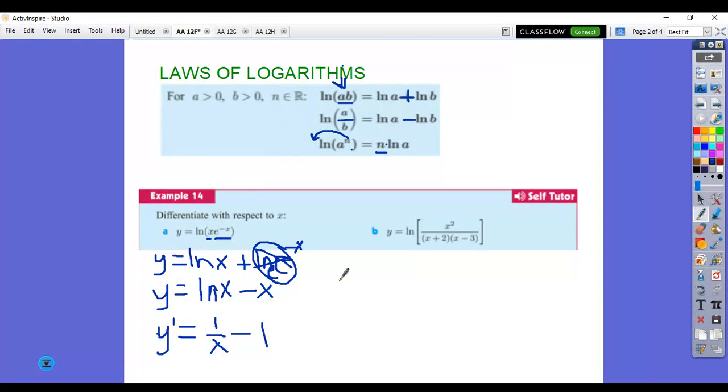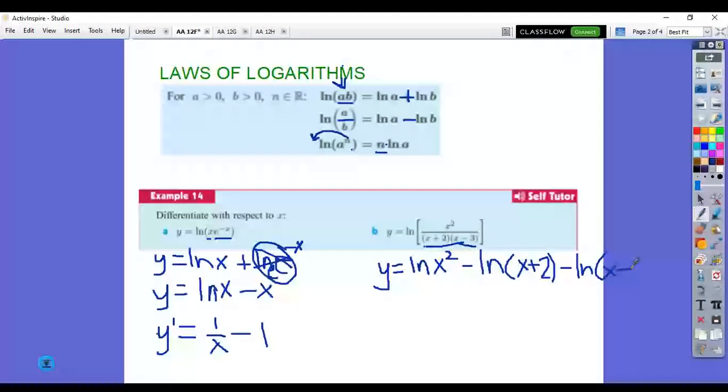Okay, letter B, we're going to use both the quotient rule and kind of the product rule, or up here. So let's rewrite this. ln of x squared. Now we're dividing by x plus 2 and we're dividing by x minus 3. So I'm going to subtract both logs. I'm going to subtract ln of x plus 2 and I'm going to subtract ln of x minus 3 because we're dividing by both.